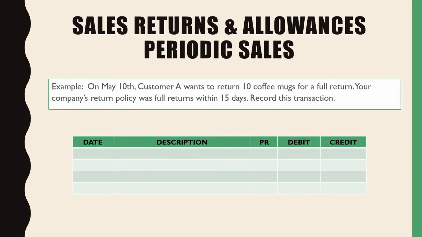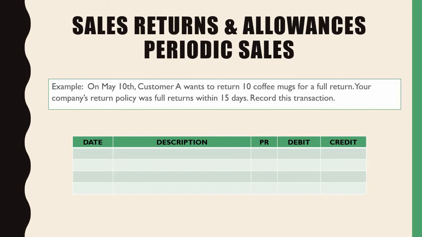So let's go ahead and dive into our first scenario. This example says, the same customer, but this time on May 10th, customer A wants to return 10 coffee mugs for a full refund. Your company's return policy is a full refund within the first 15 days. So customer A did meet our return policy, so we gladly accept and give this customer a full refund.